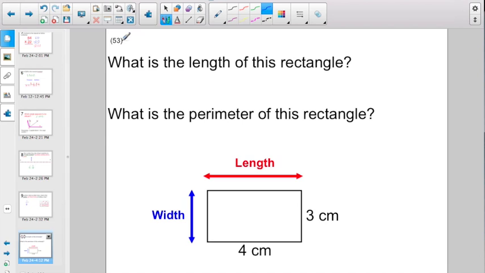One coming at us from lesson 53. Here it says, what is the length of this rectangle? And that's about the trickiest part. Sometimes kids confuse length and width. Length would be going across this way. So what is the length? 4 centimeters. If you needed to know what the perimeter is, that's the distance all the way around. And kids sometimes forget. They'll just go 4 plus 3, that's 7. But don't forget the other two sides. 4 plus 3 plus 4 plus 3, and that's really going to give you 14 for the perimeter. It's the distance all the way around.